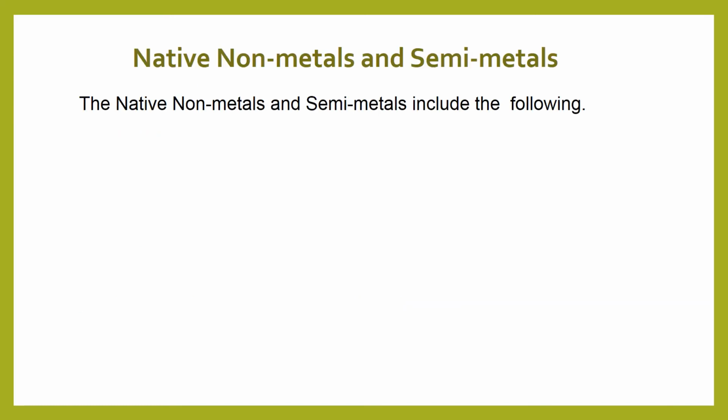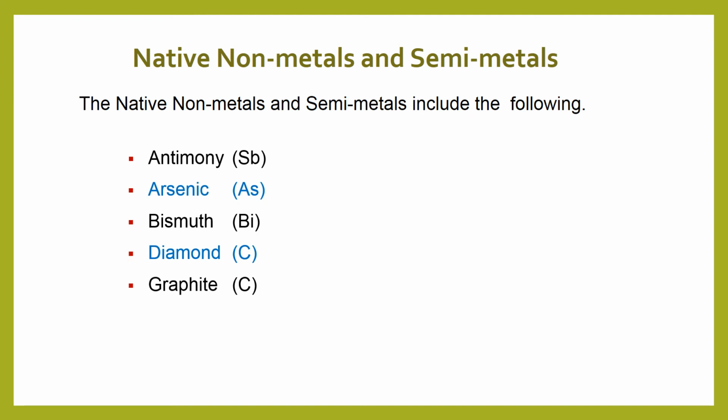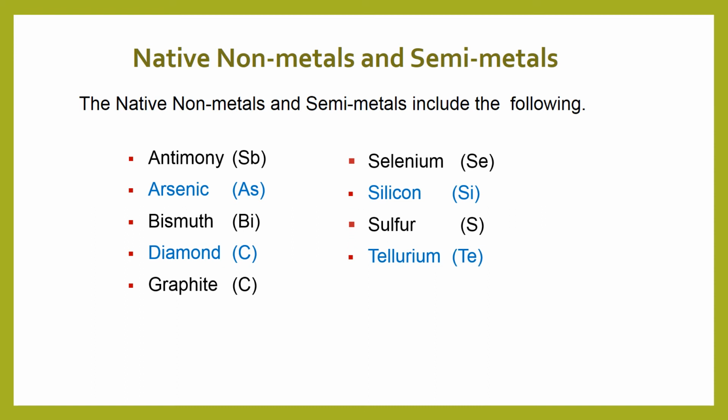Okay, now native non-metals and semi-metals include antimony, arsenic, bismuth, diamond, graphite, selenium, silicon, sulfur, and tellurium. This is just an idea about native elements. Now let's talk about an important class of our minerals called sulfide. They have a very good economic importance.